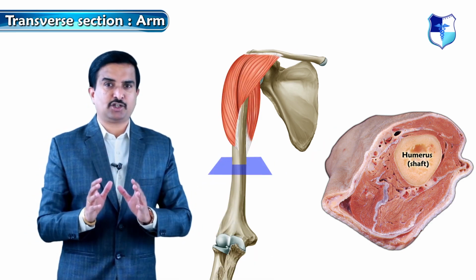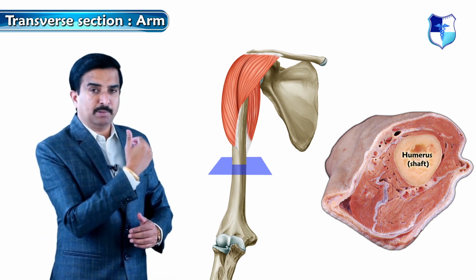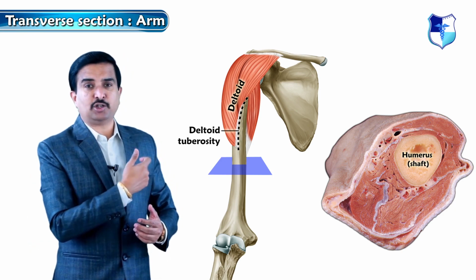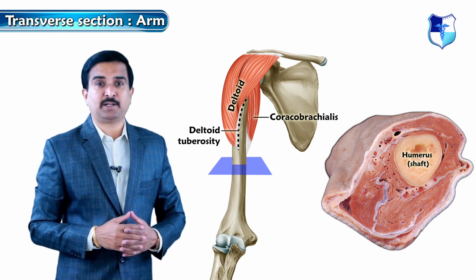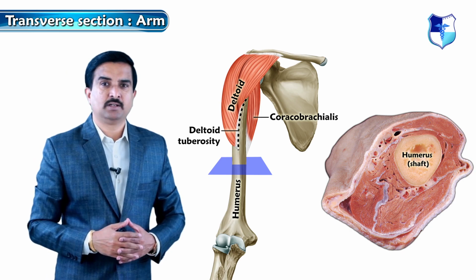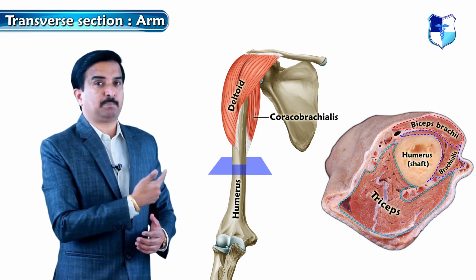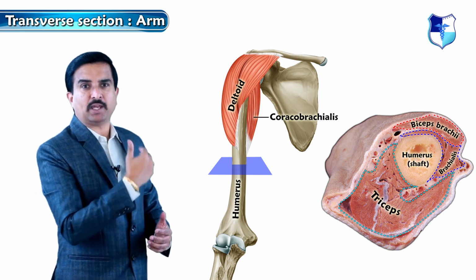So this cross section is just below the midway because the section is below the attachment of the deltoid, which attaches to the deltoid tuberosity. And coracobrachialis is on the medial aspect of the shaft of the humerus at the level of the deltoid tuberosity. So the absence of these two muscles explains that this section is taken below the midway.